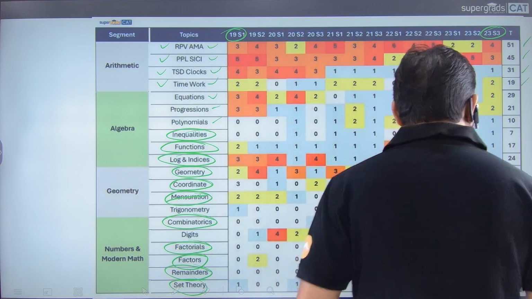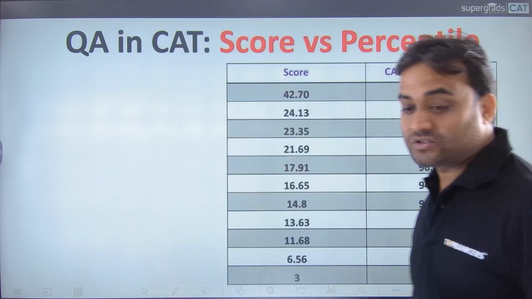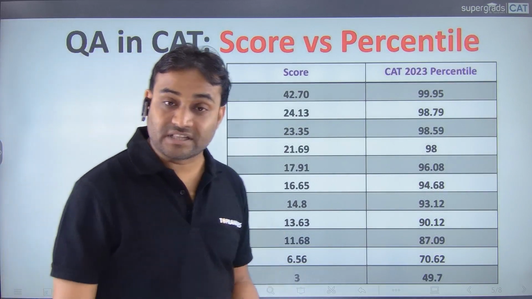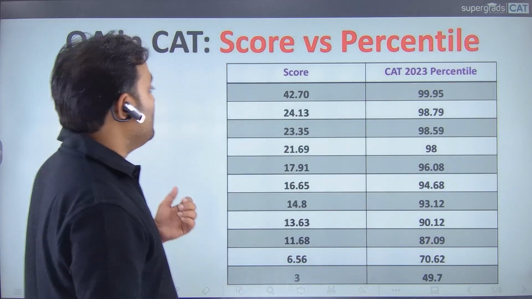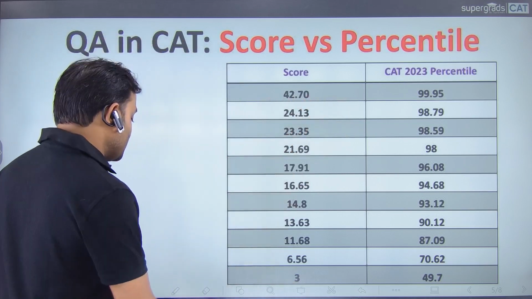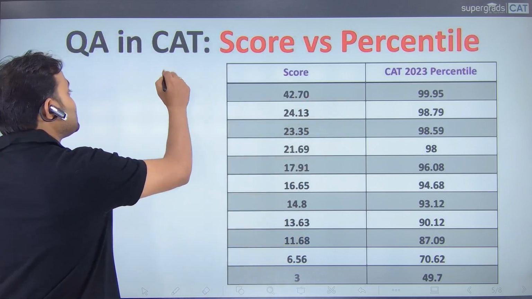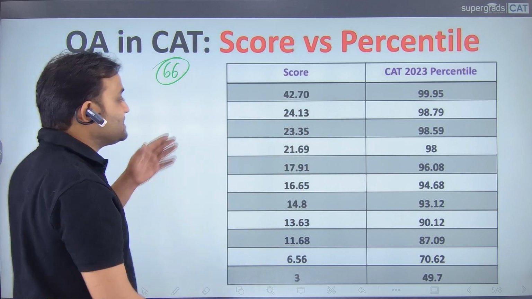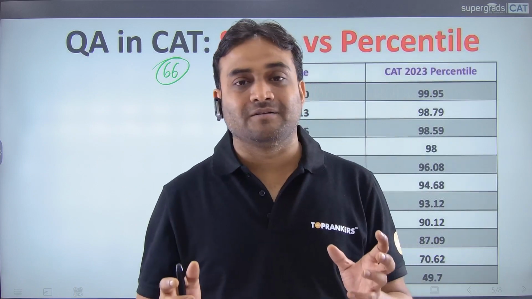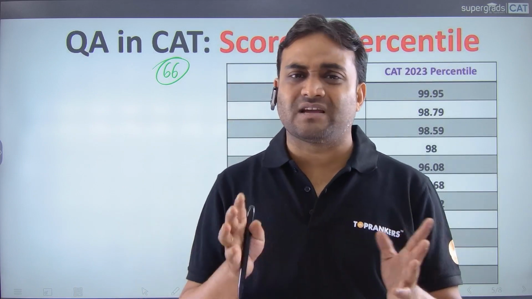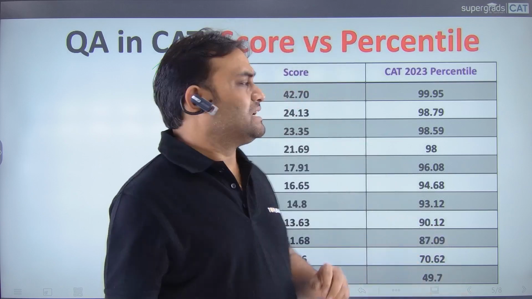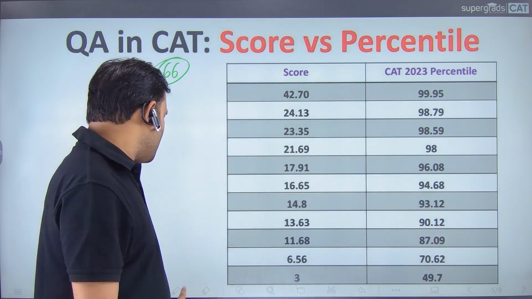Now, next, we are going to talk about the actual percentile in CAT 2023, score versus percentile, as you can see. Maximum marks is 66. Although these are scaled marks, scaled marks don't deviate much from the actual ones, you will get a difference of 1 to 3 marks. But let's take them as actual marks.